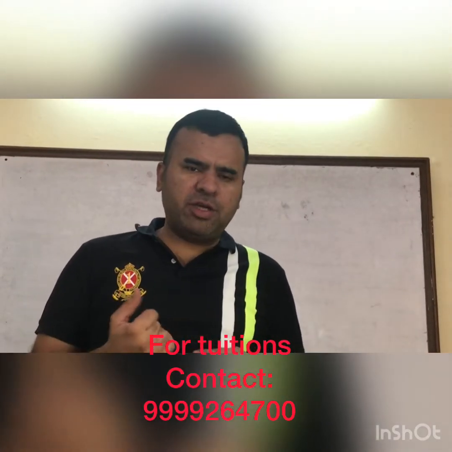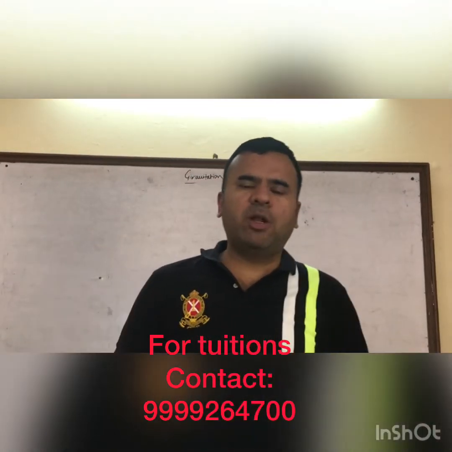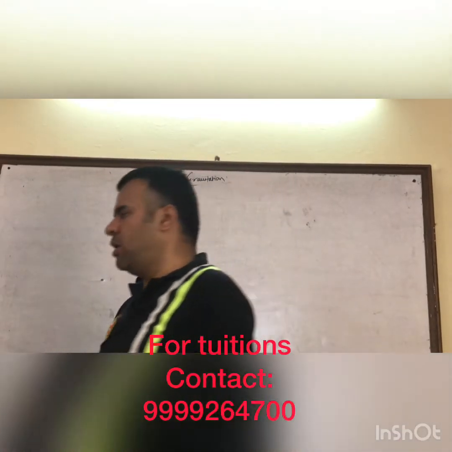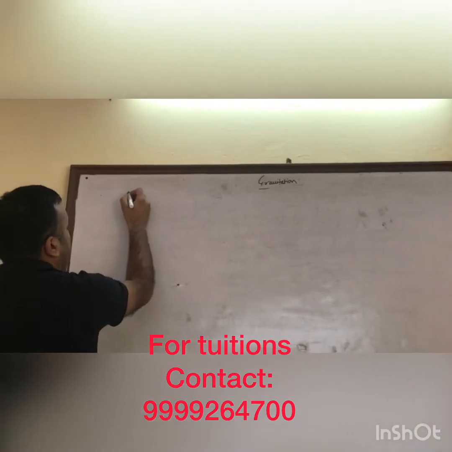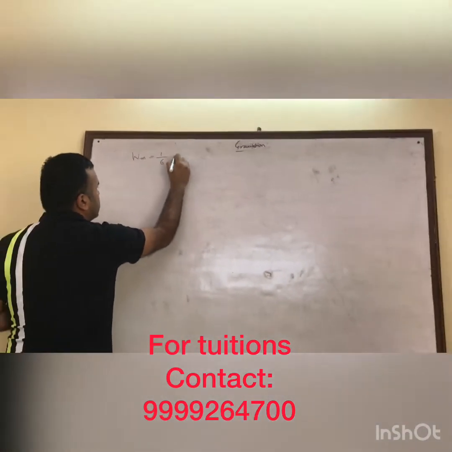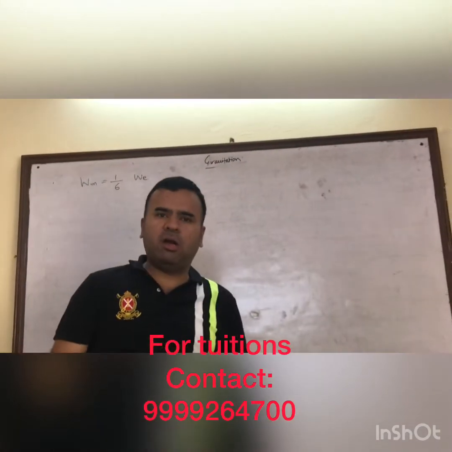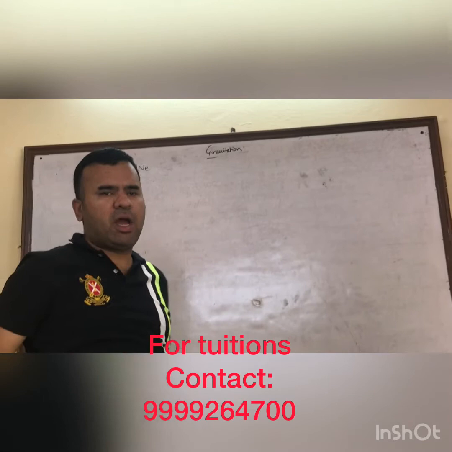And one more derivation we are doing, that weight of object on moon is 1 by 6 the weight of object on earth. How will we prove that weight of object on moon is 1 by 6 as that of weight of object on earth? This is the derivation which we have to do now.